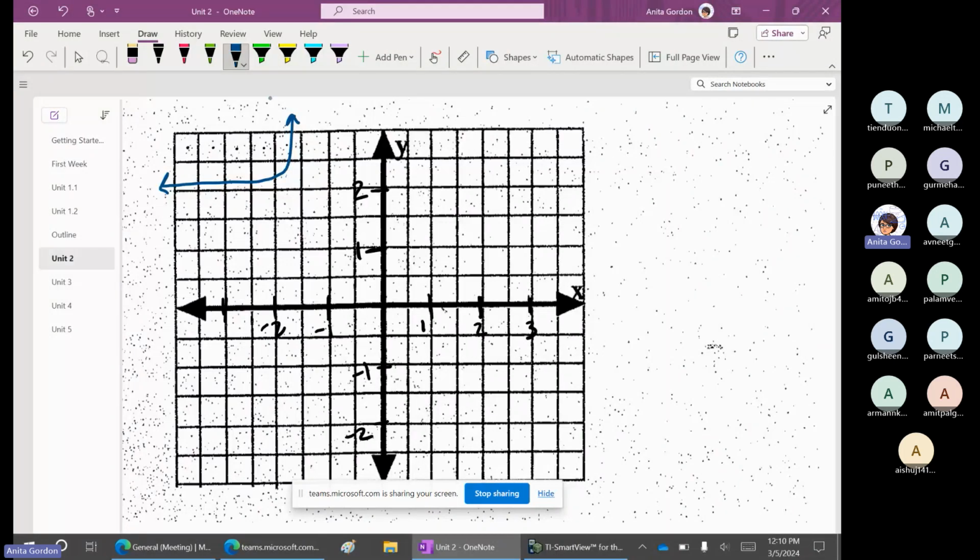Okay, and then I'm going to have it cross over at this point. That way. And let's go down this way. And this way. Okay. Can you match up your picture with my picture?